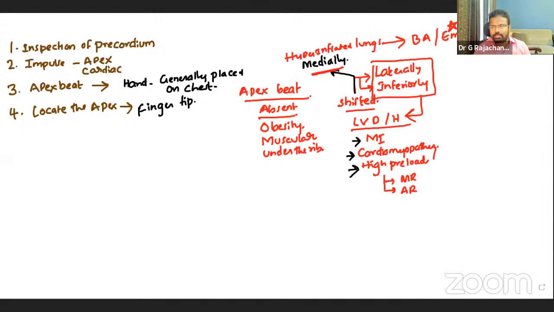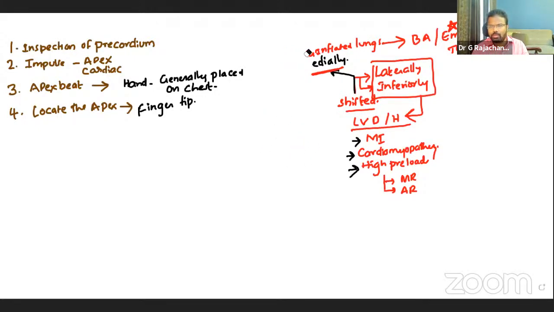In case of emphysema, we use a word called tubular heart. What is happening to the heart? The heart is being compressed because of the two inflating lungs. Hyperinflated lungs can push the apex more medially. So these are the aspects that we should remember whenever we are thinking about the apex beat. Now, not only this, something else we also need to talk about.